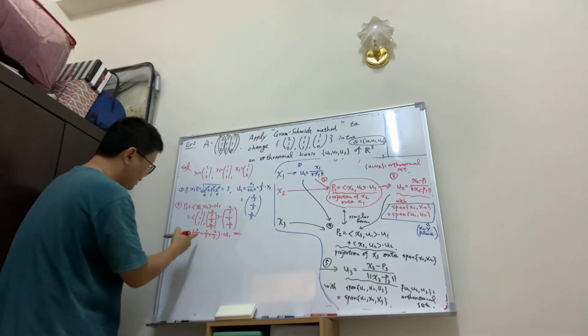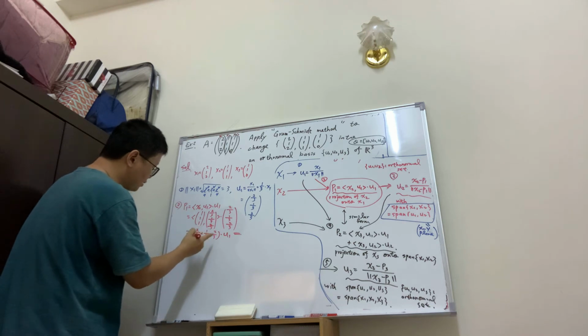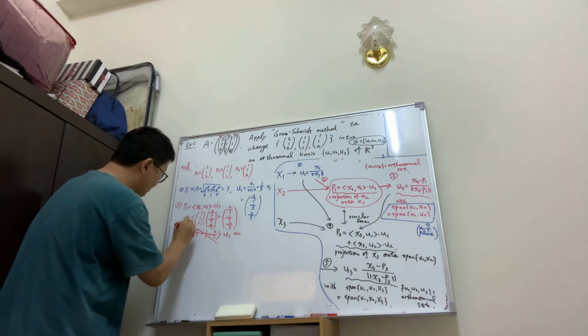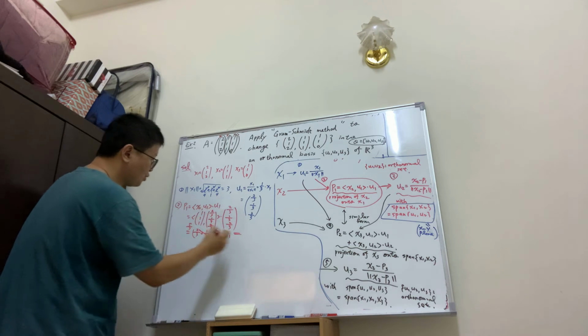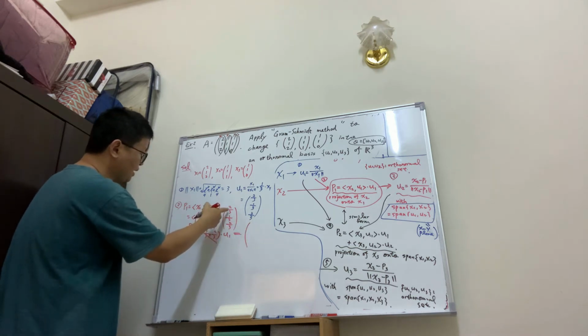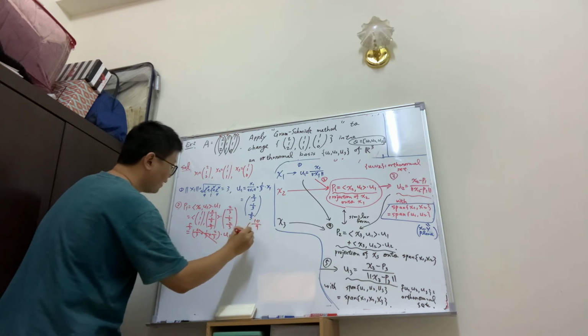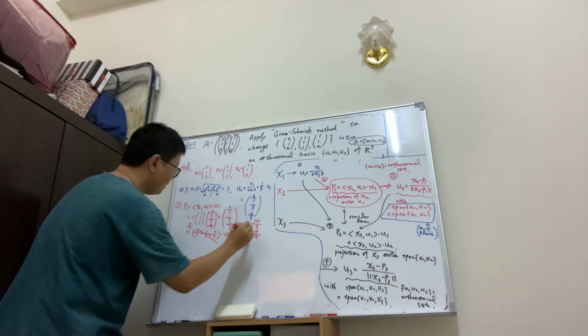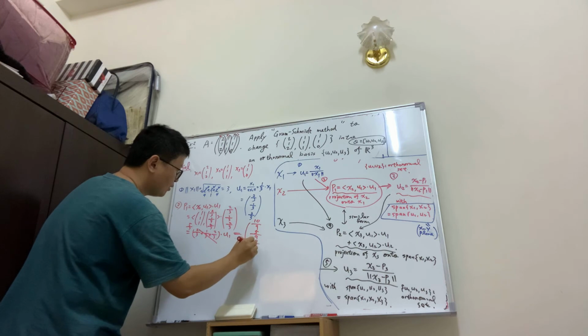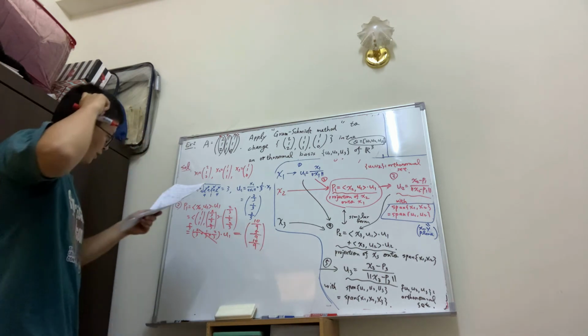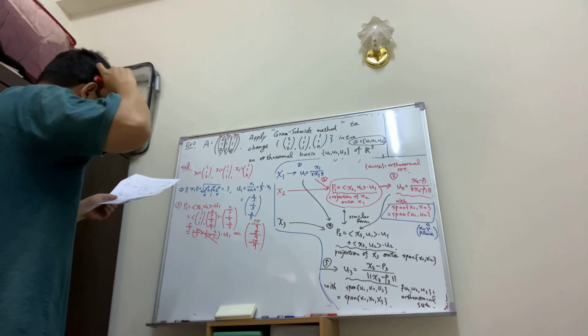So here 2 plus 1 plus 2 is 5 over 3. So we should multiply by 5 over 3 in each entry. So it becomes 10 over 9, 5 over 9, 10 over 9. This one. So it's our vector projection, P1.